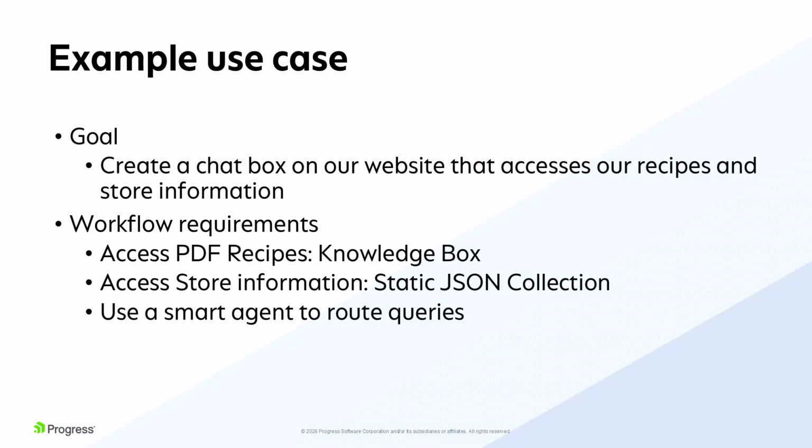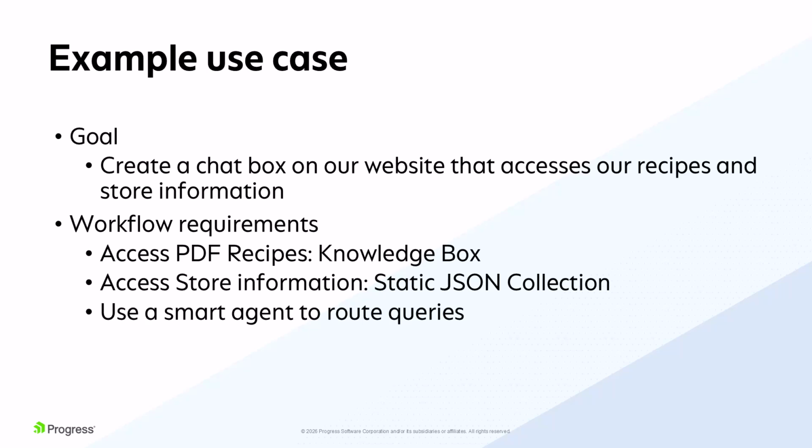Before we get started, let's briefly describe our use case and outline what we are trying to achieve. In our example, we run a small baking website that includes recipes in our content. We would like to set up a new service that consists of a chat box that can analyze our recipes and direct users to local stores that stock the ingredients. However, our recipes are stored in our knowledge box in PDF format, and the stock information in the stores are stored in a static JSON collection. Therefore, we will need to create a workflow that merges responses from these two sources.